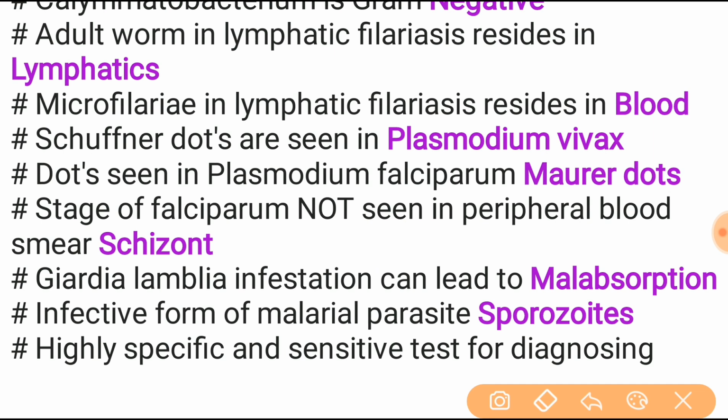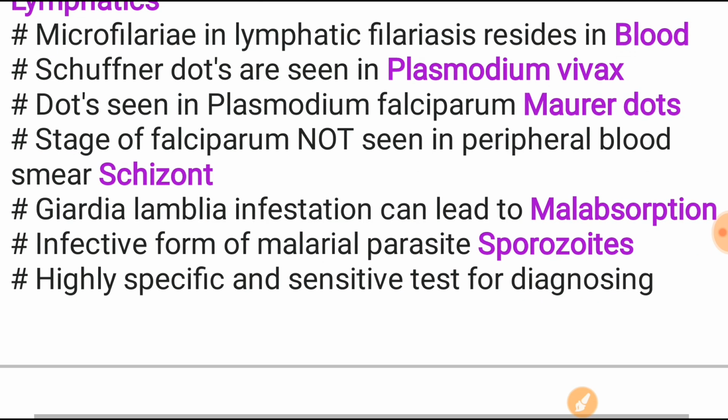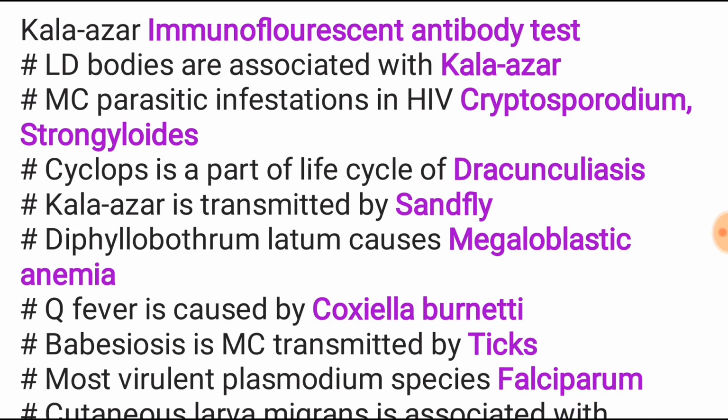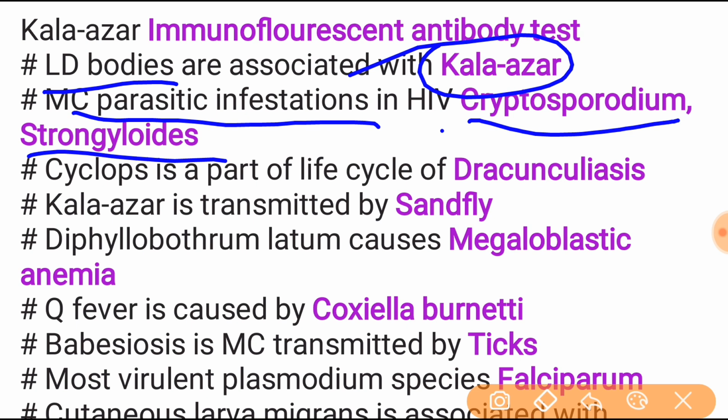Giardia lamblia infestation can lead to malabsorption. Infective form of the malarial parasite is the sporozoite, and the highly specific and sensitive test for the diagnosis of Kala-Azar is the immunofluorescent antibody test. LD body is used for Kala-Azar diagnosis. Most common parasitic infestation in HIV is Cryptosporidium and Strongyloides. Always remember, it is many times asked in the AIIMS PG.